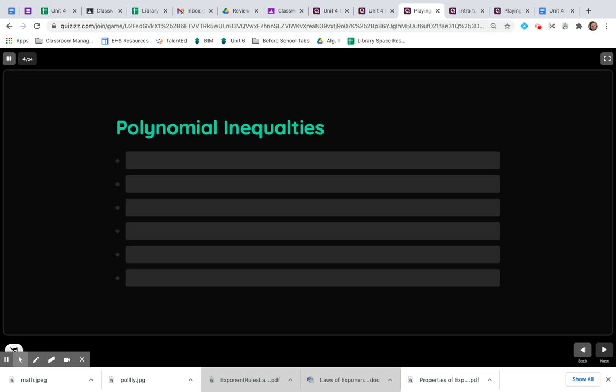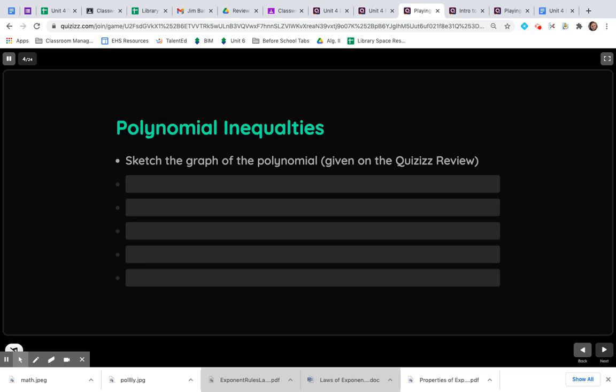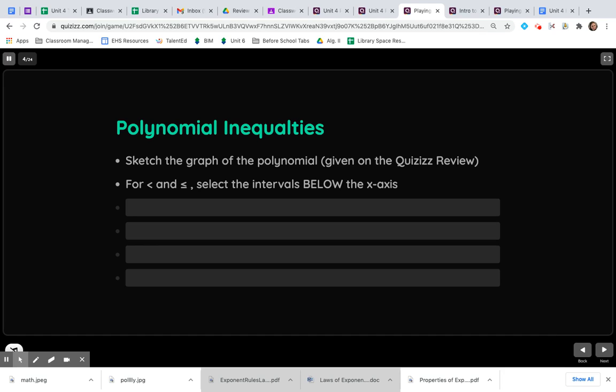When you were talking about inequalities, you're going to sketch the graph just like we did in Part 1. Okay? On this, I'm going to give you that graph because I don't want you to have to do a bunch of work off to the side. That's not really the point of Quizizz.